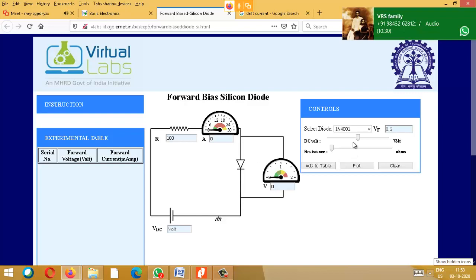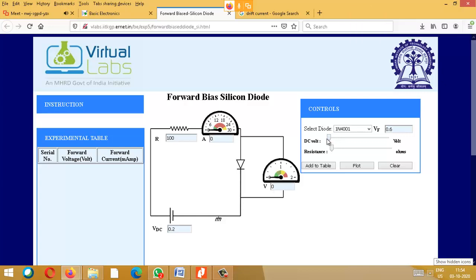Now I am going to vary the DC voltage. Initially the DC voltage is kept at 0. When it is 0, we see that the ammeter is also showing 0 and the voltage is also at 0. Now we can slightly increase. Even when I have increased to 0.3 volts, nothing is showing in my current. Just add this to our tabular column. I am adding the value in my tabular column, putting it as 0.